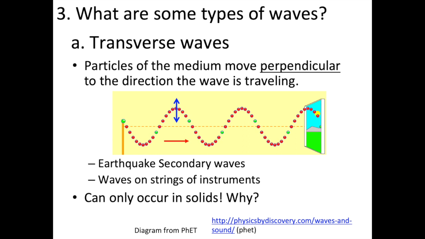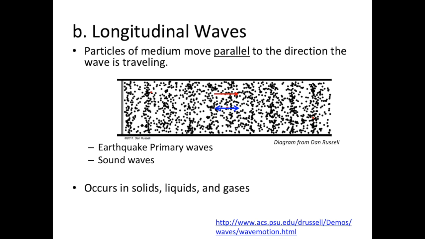These kinds of waves can only occur in solids, and that is because in order to have a transverse wave, each particle needs to pull up or down on the particle next to it, and that's only possible in solids.